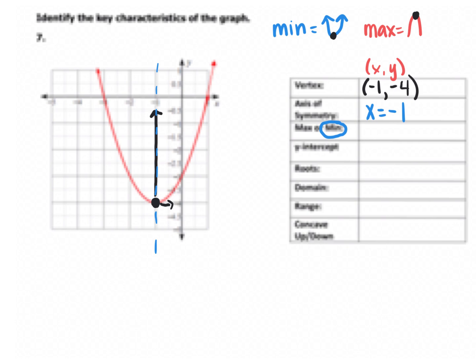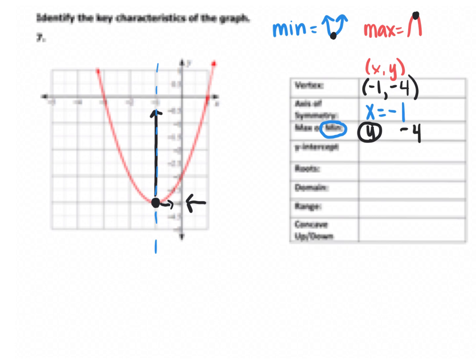Now, when we're talking about max or min, we are talking about how high or how low the quadratic goes. We're talking about the y value. The y value here, so that's important. Well, here my y value is at -4. So we're just going to say -4, just -4.